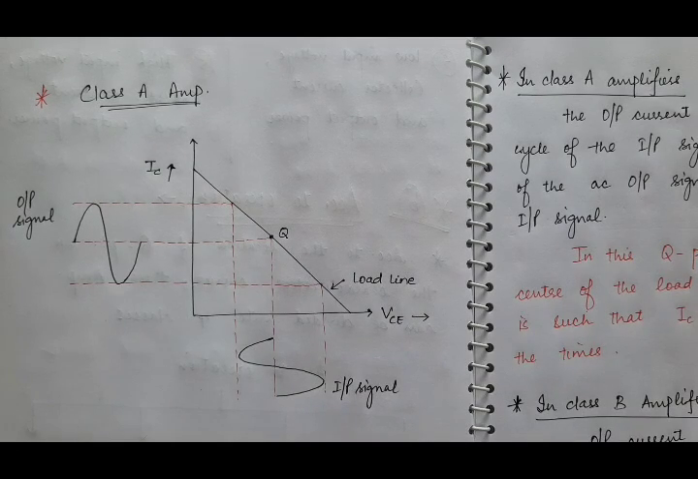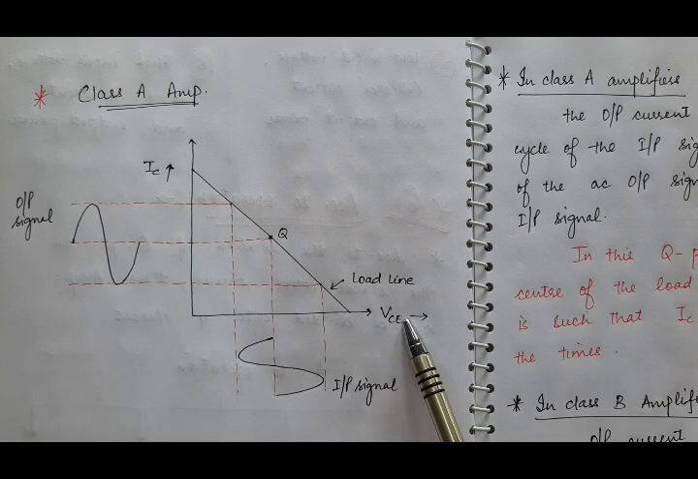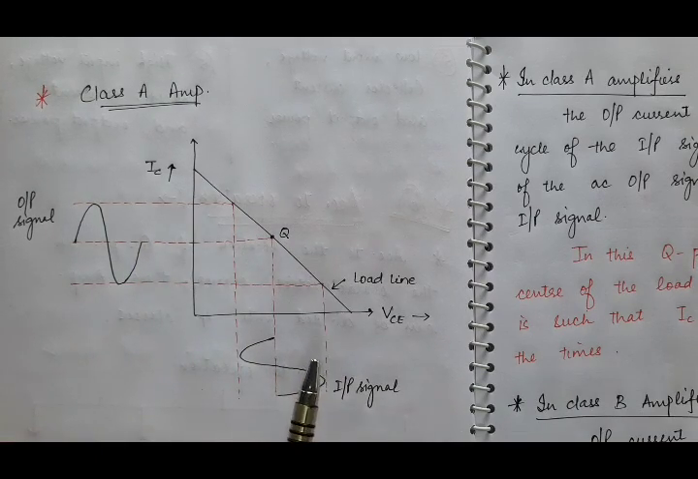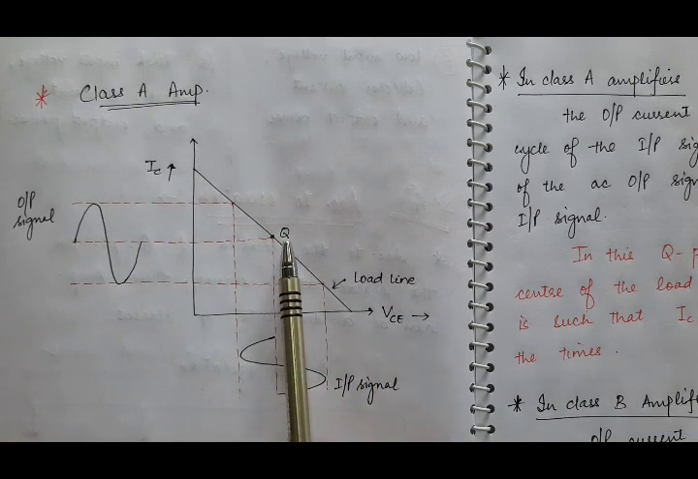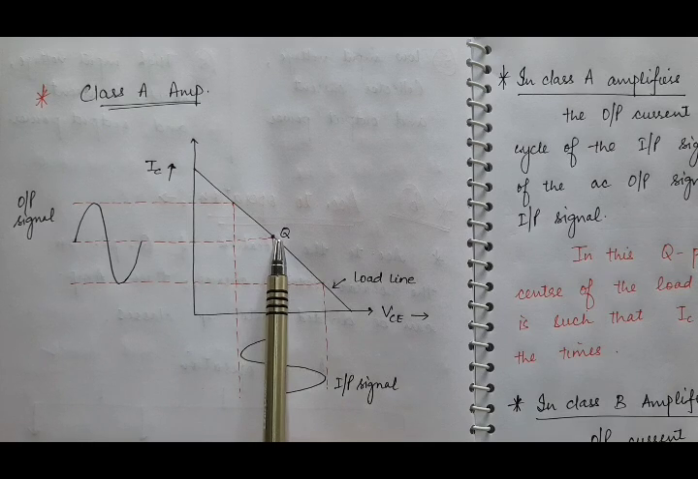First is class A amplifier. So this is the characteristic curve, the load line curve of a class A amplifier. And as you can see, this is the load line. And in case of a class A amplifier, the Q point lies at the center of the load line.